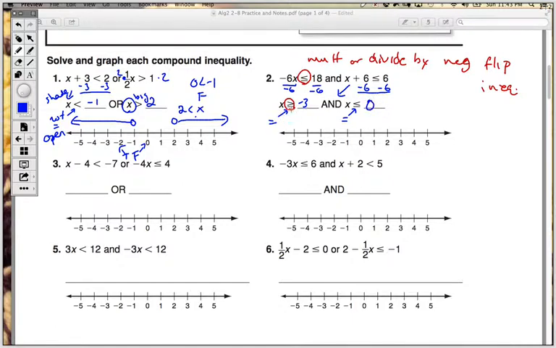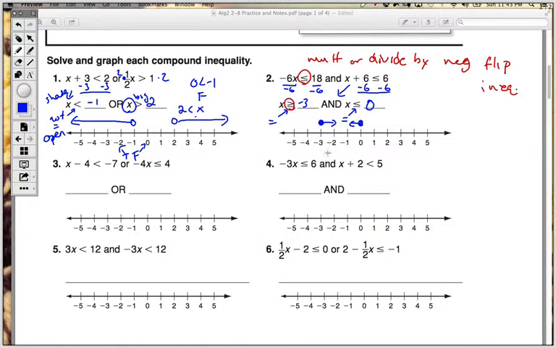Okay, now notice these are both closed, which means that we have the or equal to's in each of those. So on the -3, I'm going to have a closed circle. And on the 0, I'm also going to have a closed circle. And now let's work our way through this and see what's going to happen. So x is bigger than -3. That means I'm going to go this way, but I'm not going to go any further than that. On the other one, it says x is less than 0. I'm going to go this way.